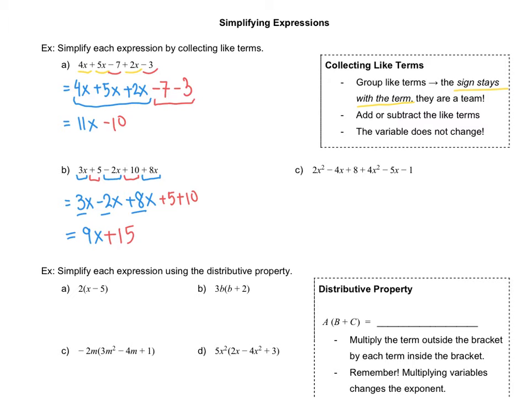In our final collecting like terms example, I did bring in another type of like term. I have those x squared terms. So in this example, the x squares go together, the x's go together, and the constants go together. So the 2x squared is like 4x squared. The -4x would go with the -5x because they both have x's. And finally, the constants go together. So the 8 and the -1.